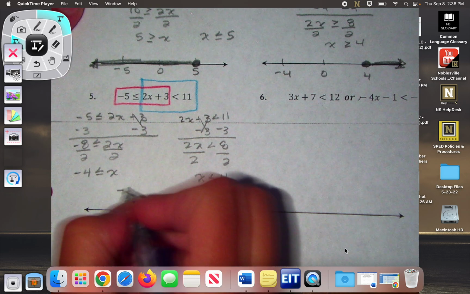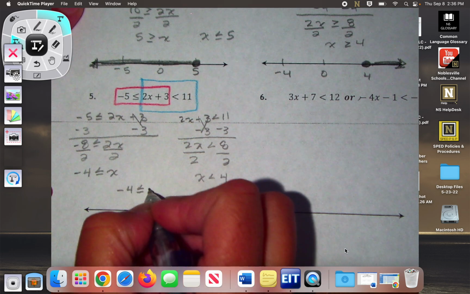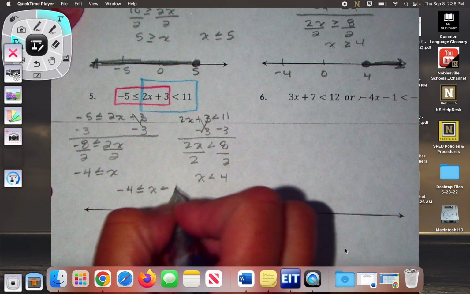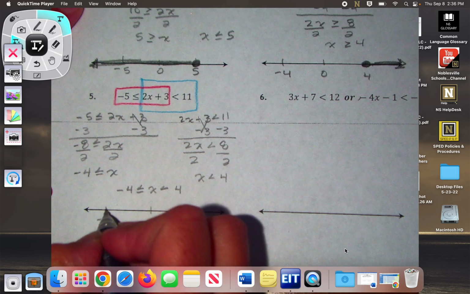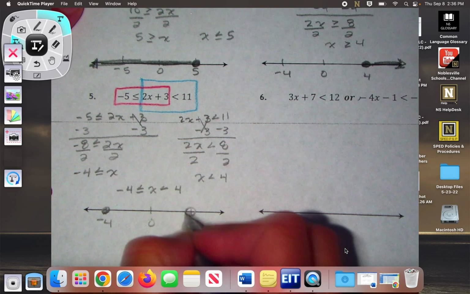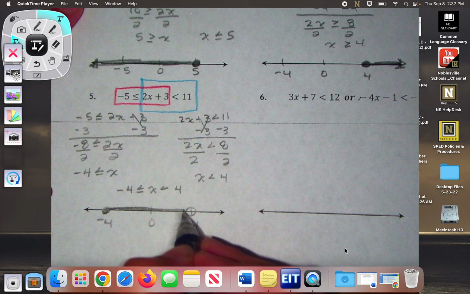And so then if I write this fancy, -4 is less than or equal to x, which is less than 4. So this one's closed, this one's open, and they are connected.